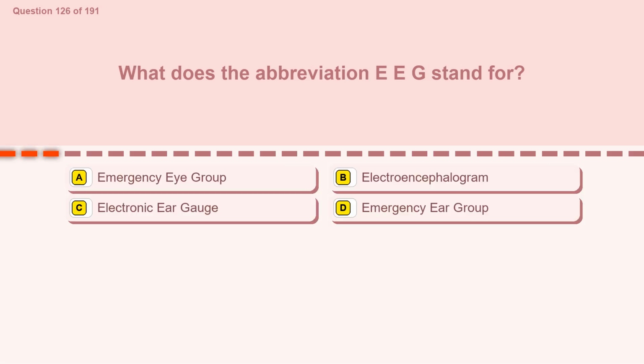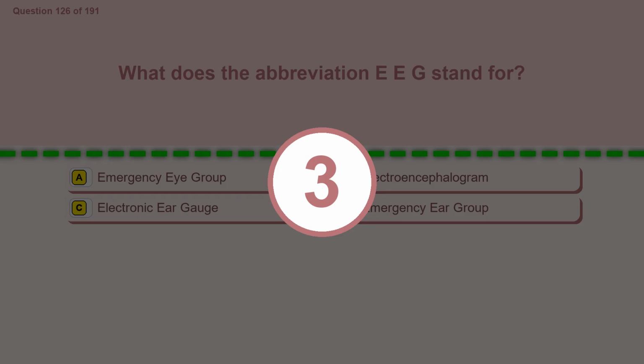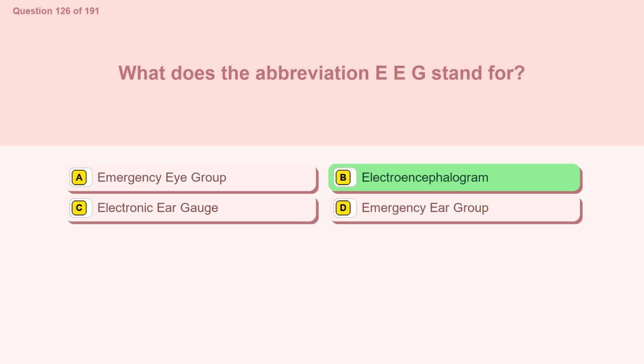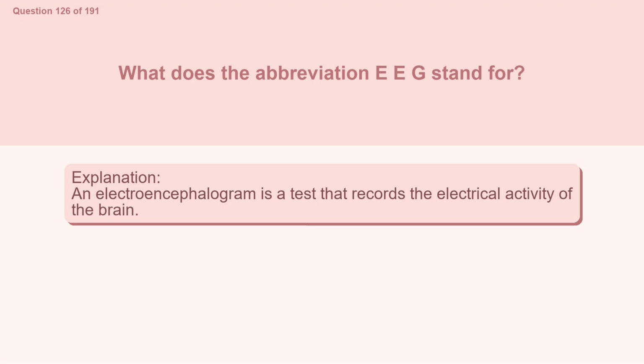Question 126. What does the abbreviation EEG stand for? Option A, emergency eye group. Option B, electroencephalogram. Option C, electronic ear gauge. Option D, emergency ear group. The correct answer is option B, electroencephalogram. An electroencephalogram is a test that records the electrical activity of the brain.